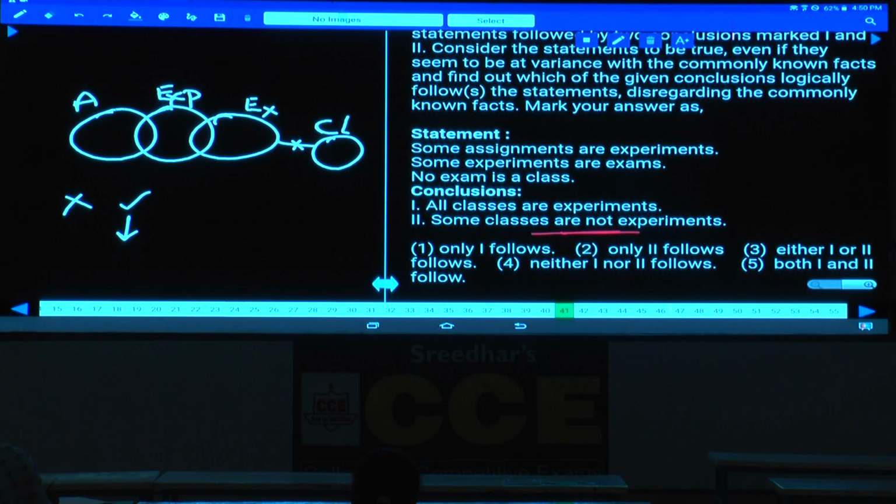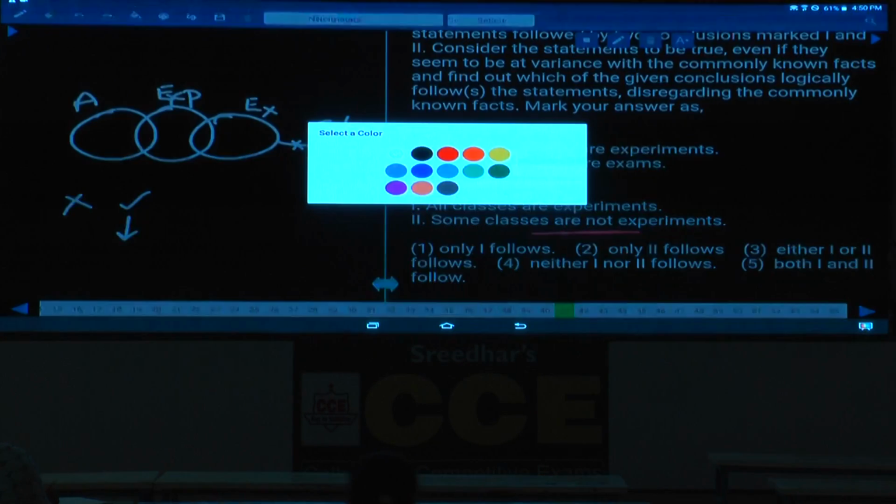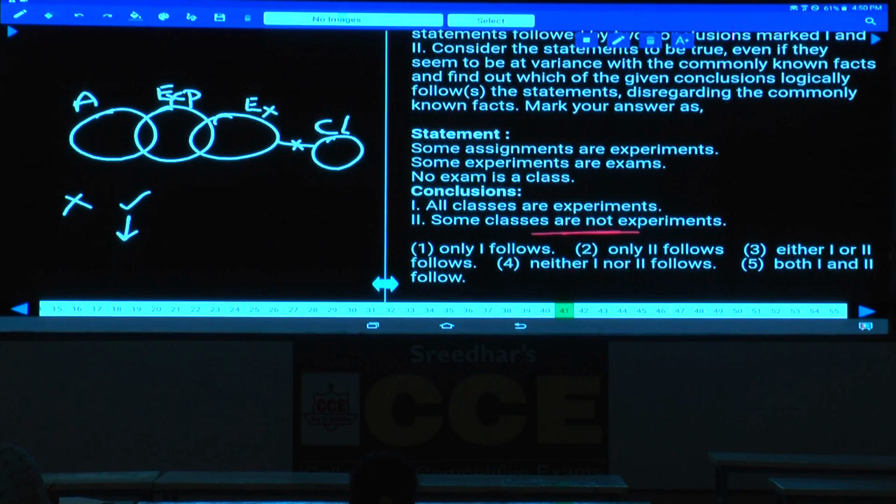To make this one false, I need to prove all classes are experiments. Tell me whether I can draw my classes like this or not. All classes are experiments. Now these are the classes. If you draw classes like this, are the statements still valid? The statement no exam is a class is also valid. Hence, with the alternate diagram proven, the previous conclusion will be false.